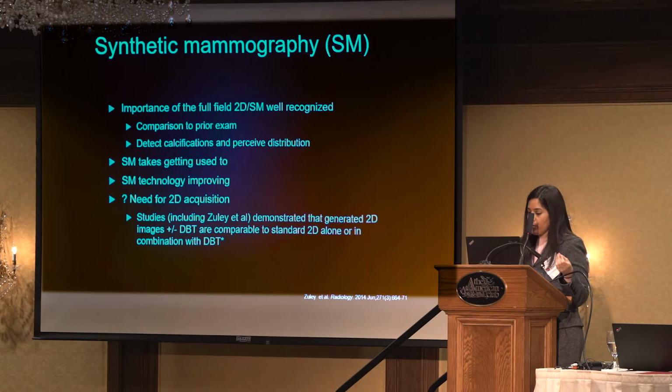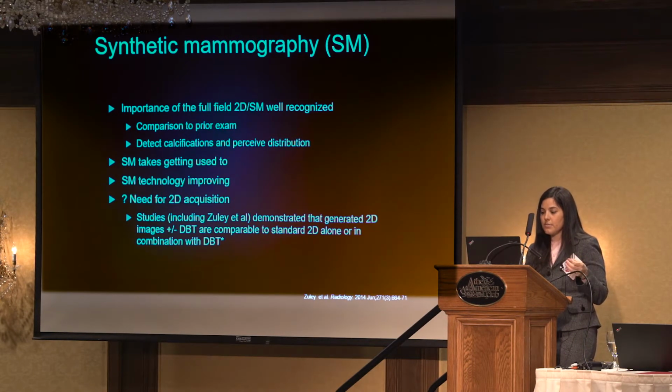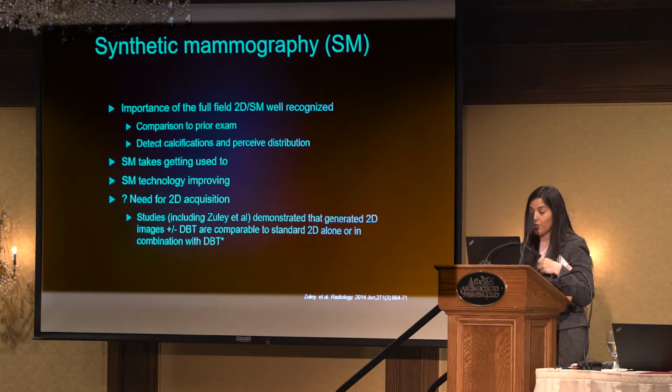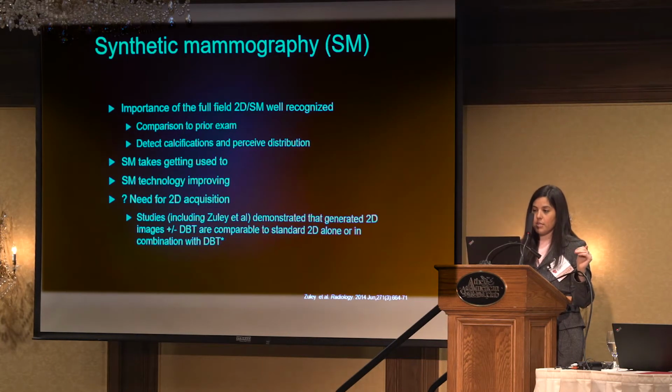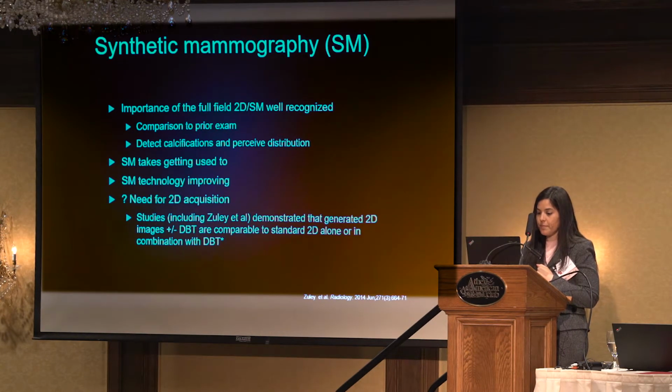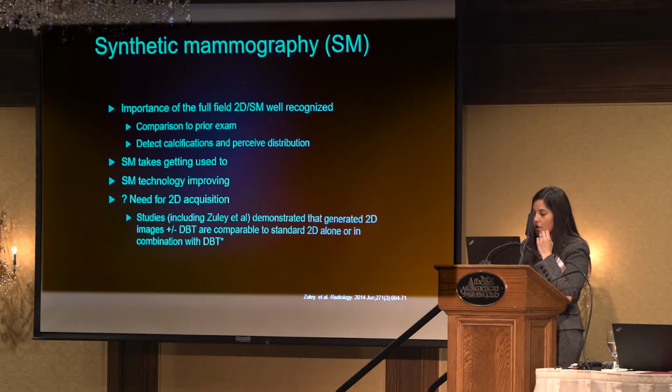The technology is improving, but studies have shown that the generated 2D images alone or in combination with DBT are comparable to standard 2D alone or in combination with DBT. That's a powerful statement. That says you could get just the C view or Inspire view or V preview, although I don't know that GE was involved in that, but you could do just the synthetic images compared to a 2D alone without any tomo data set, and that's comparable to 2D, is what this study is showing. So really, do you need that extra 2D acquisition?